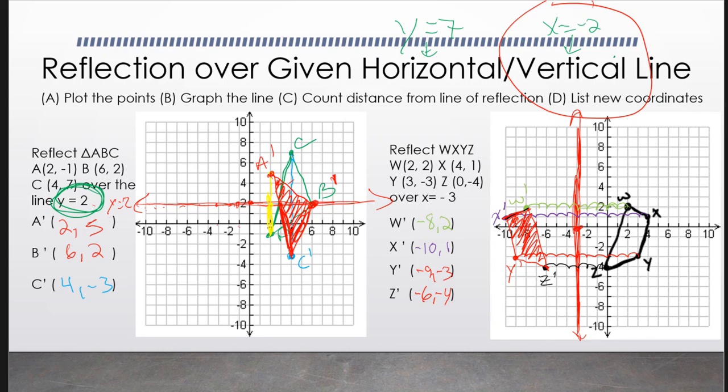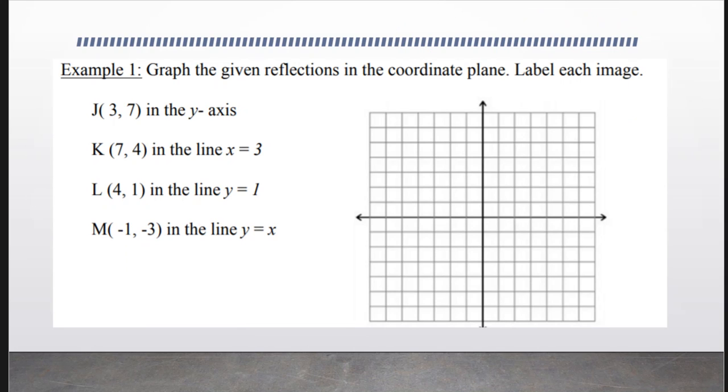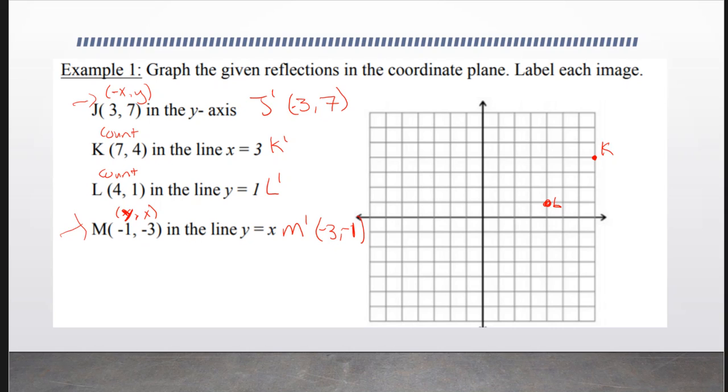All right, so let's move on to the last slide. This is just a few, just mixed up some different things, using a few of the different rules. I'll pause it and give you guys a minute to give it a try. And then I'll just show you what the answers are. Okay, so here are the answers for J prime and M prime. Those are just directly applying the rule, so hopefully you guys are able to do those. Here was the rule for the y-axis, and here's the rule for y equals x. They just switch places, and the x change is fine.